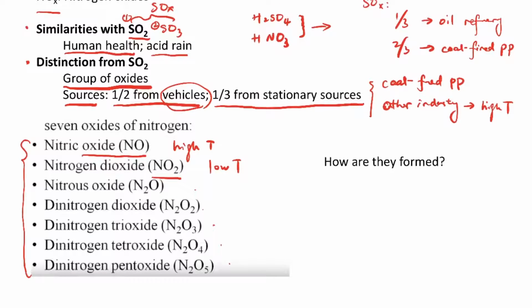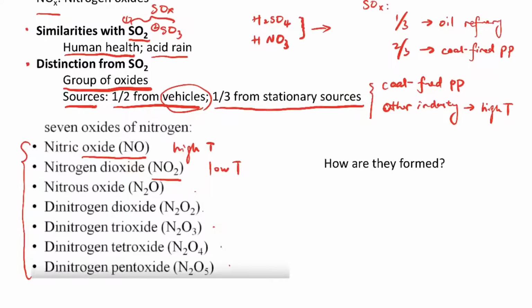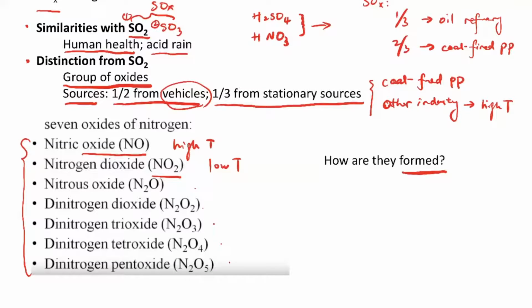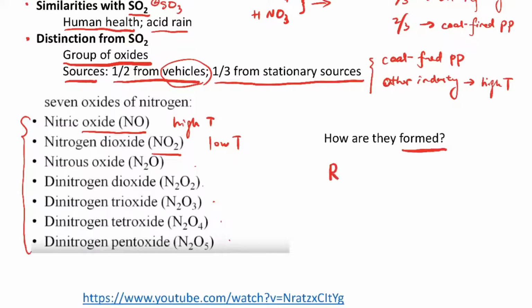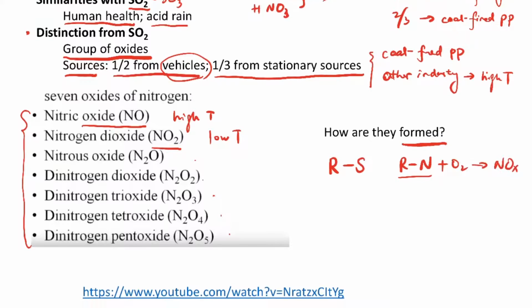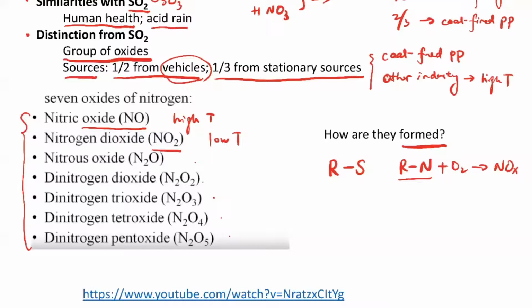So we mentioned the importance of the NOx, but how are they being formed? Similar to the sulfur dioxide or sulfur trioxide, for some organics, let's say the fossil fuel, there can be sulfur incorporated into the fossil fuel. And similarly, there can be nitrogen incorporated into these fossil fuels. Once we combust them, we can get nitrogen oxides. So these are the existing nitrogen in the fuel. This is one way to form it.